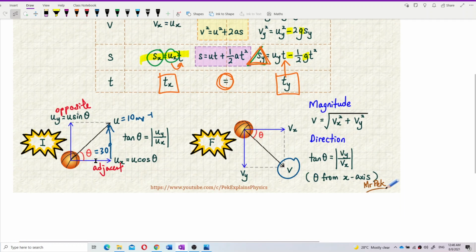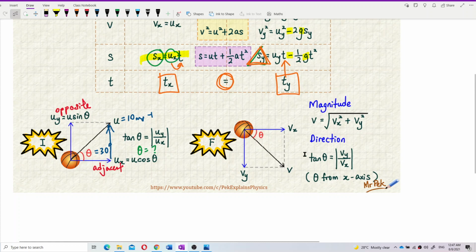Sometimes the question may require you to find the initial angle, the initial projected angle, and then you will need to use tangent theta equal to uy, opposite over adjacent. You get the tangent theta to find the initial angle. Then maybe the question asks you to find the final velocity at any point.